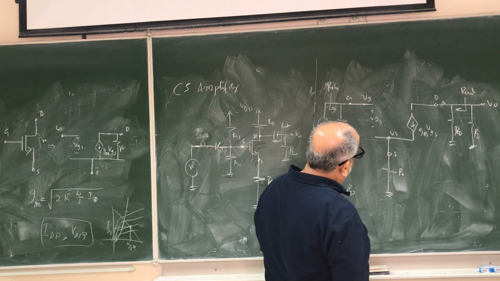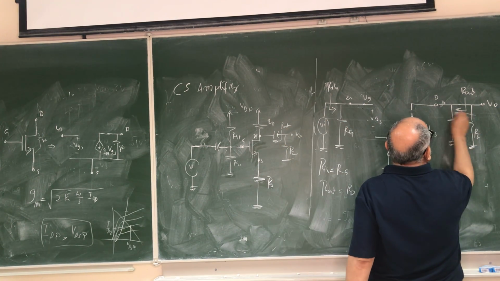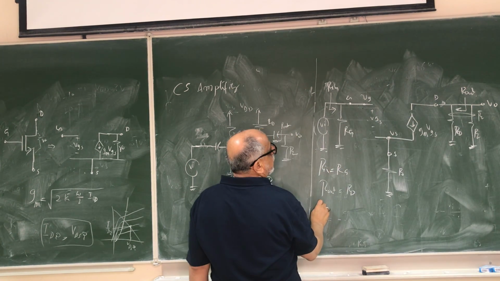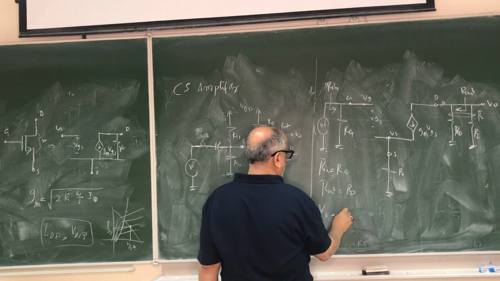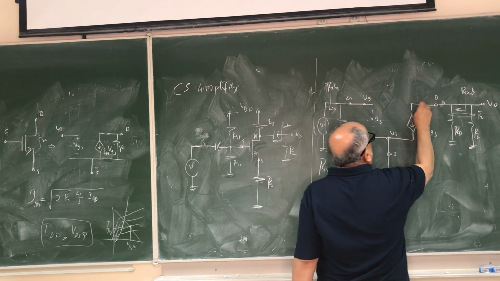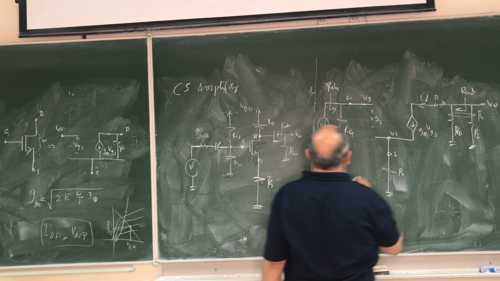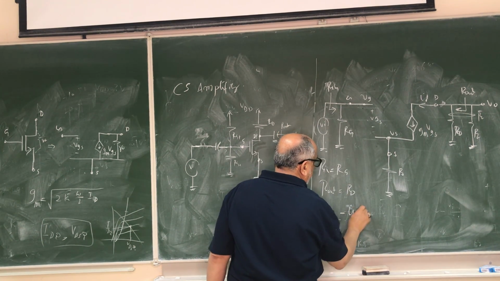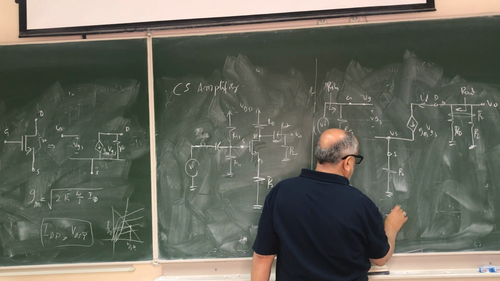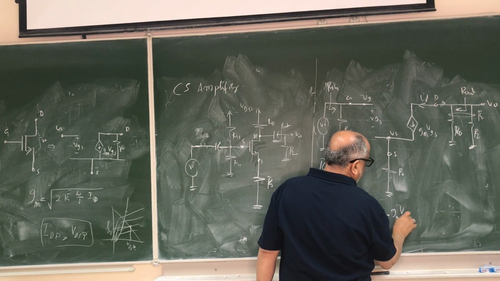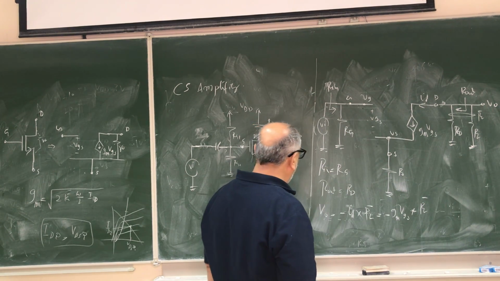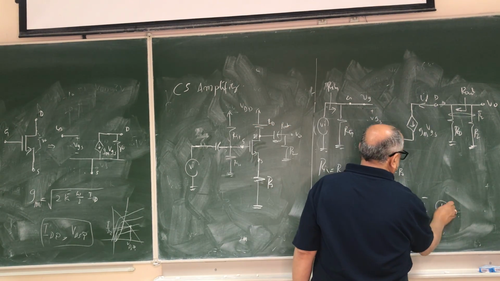To find the gain, we have to be careful now. If I call this RL dash, then we have Vout equal to minus ID RL dash, equal to minus GM VGS times RL dash. And this is your equation number 1.